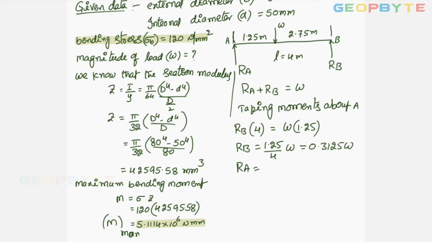Then RA equals W minus this one, which is 0.6875 W. That is the RA. So you got RA equal to 0.6875 W and RB equal to 0.3125 W. Now you have to find the bending moment.